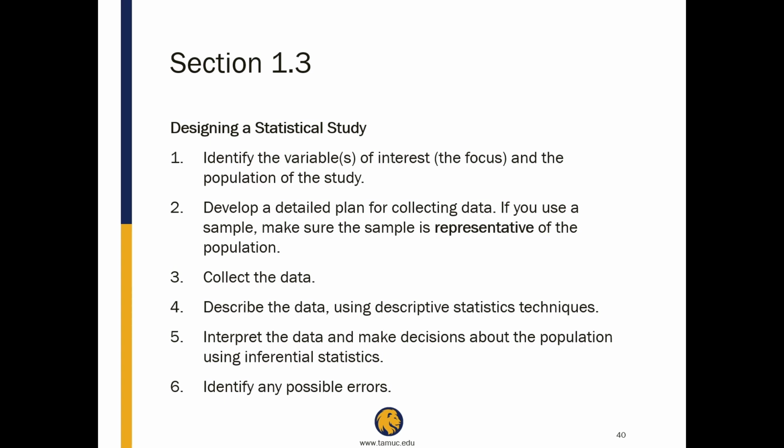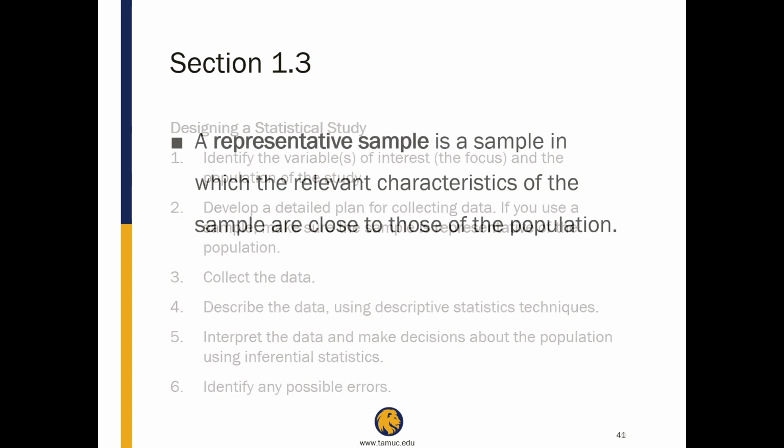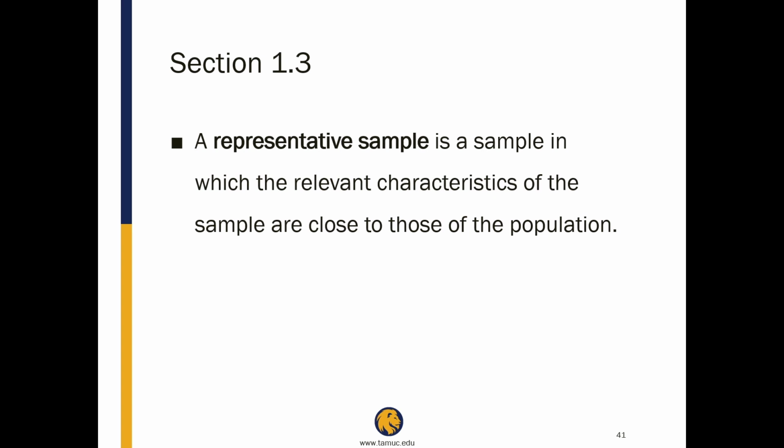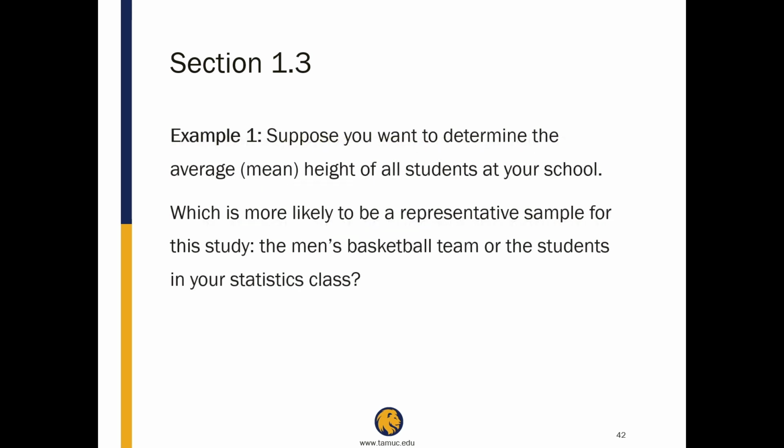So starting out with the first important step, once we identify the variables in the population, is to consider a representative sample. So like I mentioned, it's a sample in which the relative characteristics of the sample are close to those in the population. And this is one of the first key steps that are taken in any statistical study. It's coming up with the sample and how it's going to be collected and how it's going to be chosen specifically. So let's talk a little bit about that.